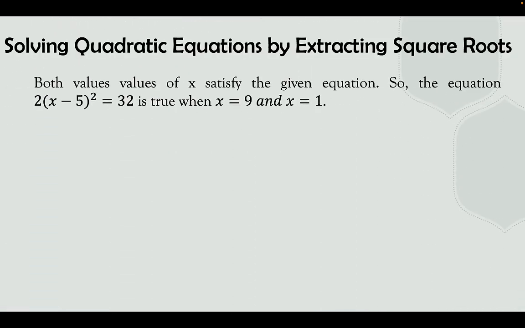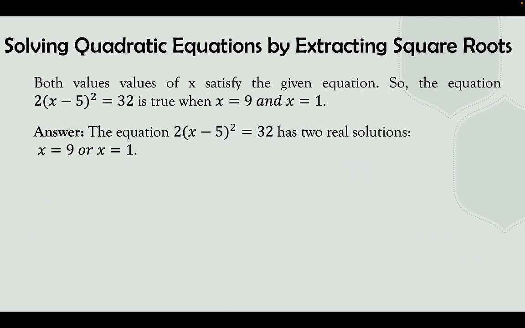So both values of x satisfy the given equation. So the equation 2 times x minus 5 squared equals 32 is true when x equals 9 and x equals 1. That means there are two real solutions for this one. x equals 9 or x equals 1.